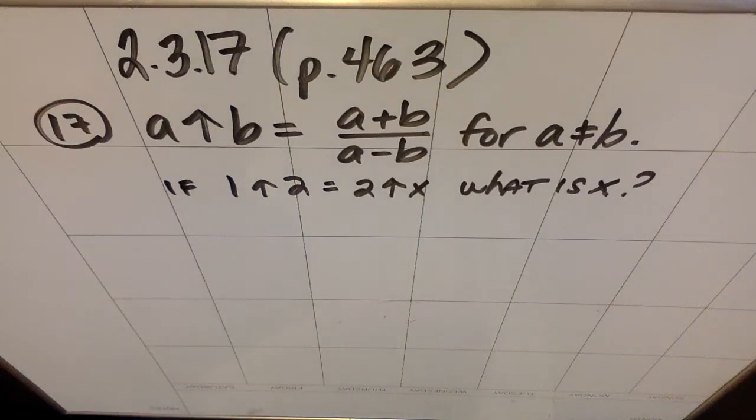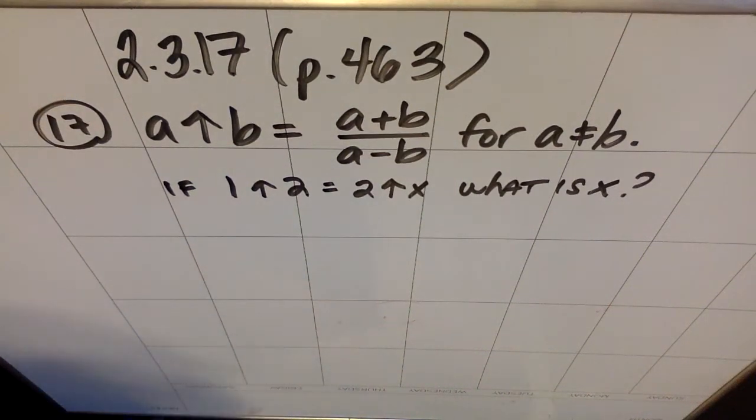Do some more SAT prep. Now we're doing 2.3.17, which is practice test 2, section 3, number 17, on page 463 in the SAT book.